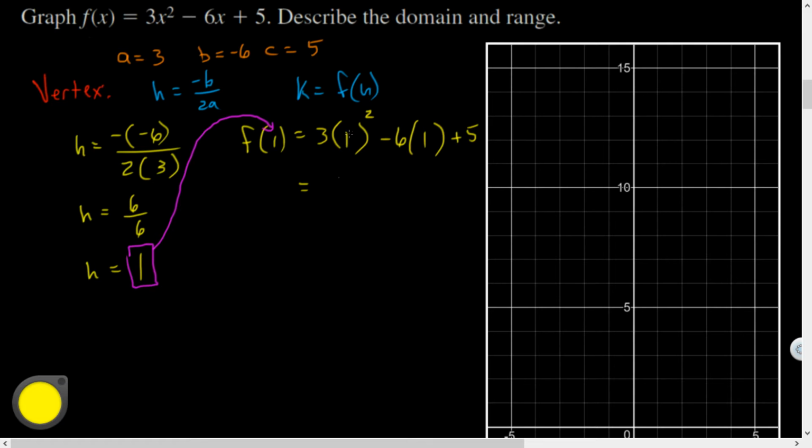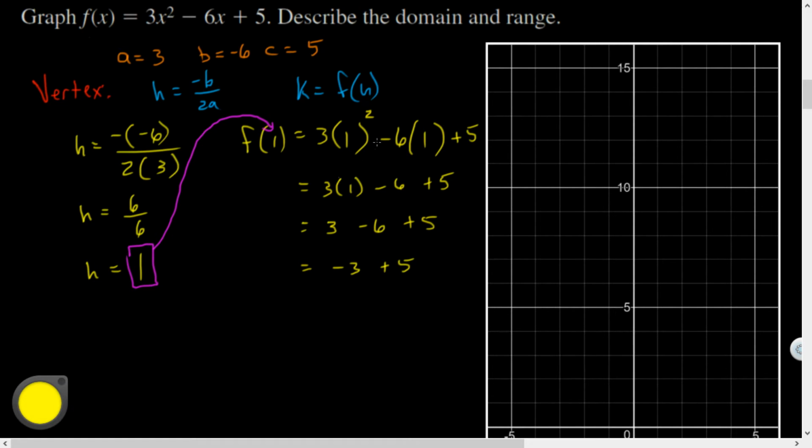All right, so let's do 1 squared is 1. And -6 times 1 is -6. And I'm going to ask you guys to write this out, because this is honestly probably the most likely place we'll make a mistake, is just in some simple PEMDAS error. Let's see, 3 times 1 is 3, minus 6 plus 5, and 3 minus 6 is -3.